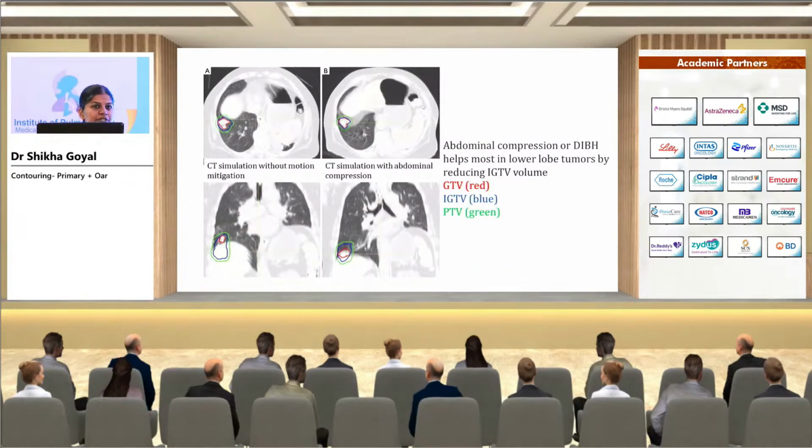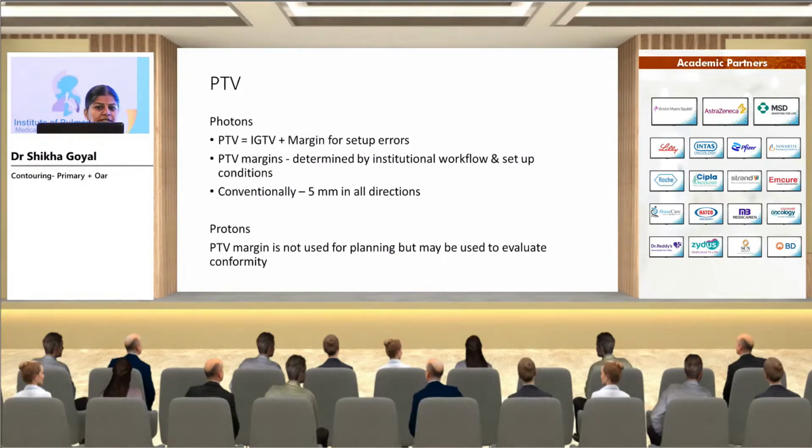And for patients with lower lobe tumors where the lesion is closer to the diaphragm, abdominal compression and DIBH may help to reduce this IGTV compared to the MIP projections. PTV typically will encompass this IGTV and also give an additional margin for setup errors. This should be determined by an institutional workflow and the setup conditions in that institution. Conventionally, 5 millimeter in all directions is recommended over IGTV, but this is, as I said, variable.